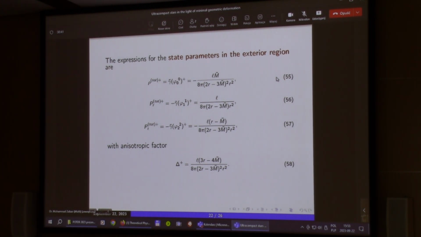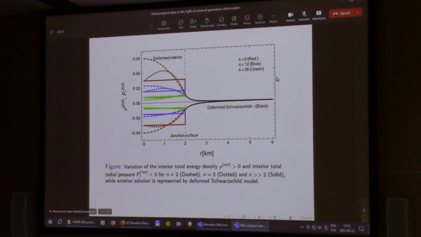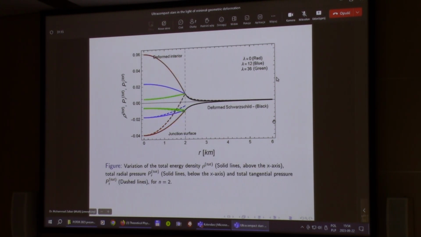Now, finally, the expression for the state parameters in the deformed case can be evaluated following a similar scheme as we have shown in the previous case. Again, we have plotted it, and it shows almost a similar picture. There is a slight difference due to the deformed Schwarzschild case. You can see from here in this picture, with the boundary term, the correction is showing the difference between the previous one and the new one. And here again we have plotted the total energy density and total pressure.